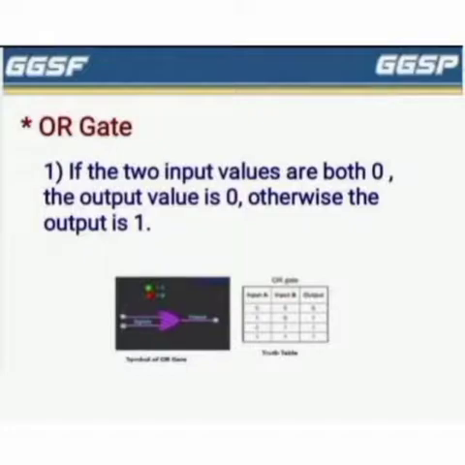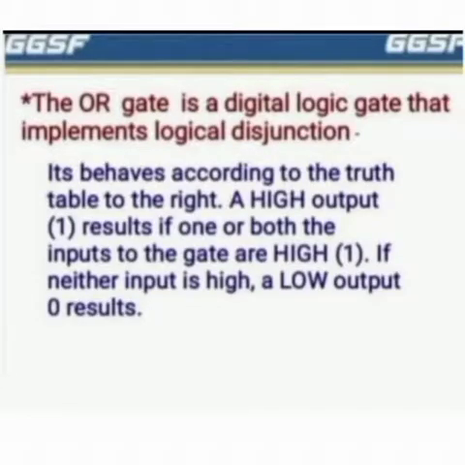OR gate. If the two input values are both 0, the output value is 0, otherwise the output is 1. Now see here the symbol of OR gate and truth table of OR gate. The OR gate is a digital logic gate that implements logical disjunction. It behaves according to the truth table to the right. A high output 1 results if one or both the inputs to the gate are high. If neither input is high, a low output 0 results.